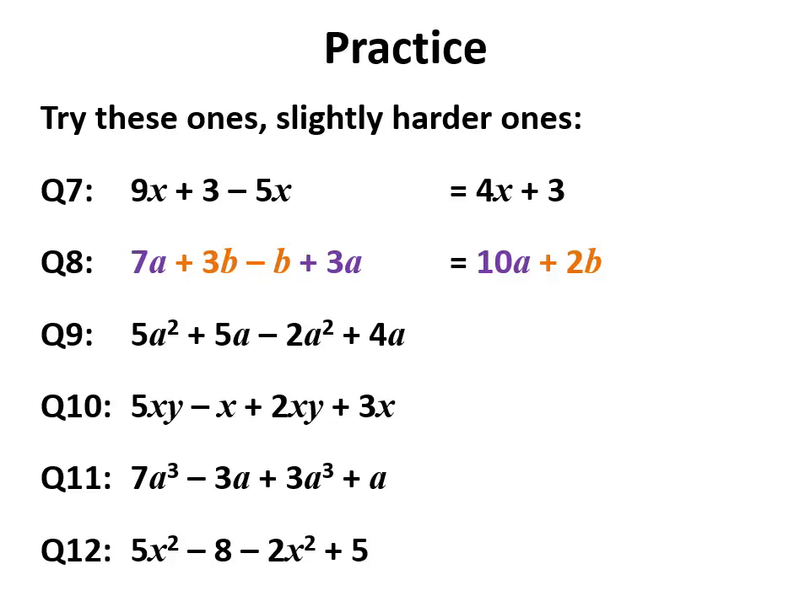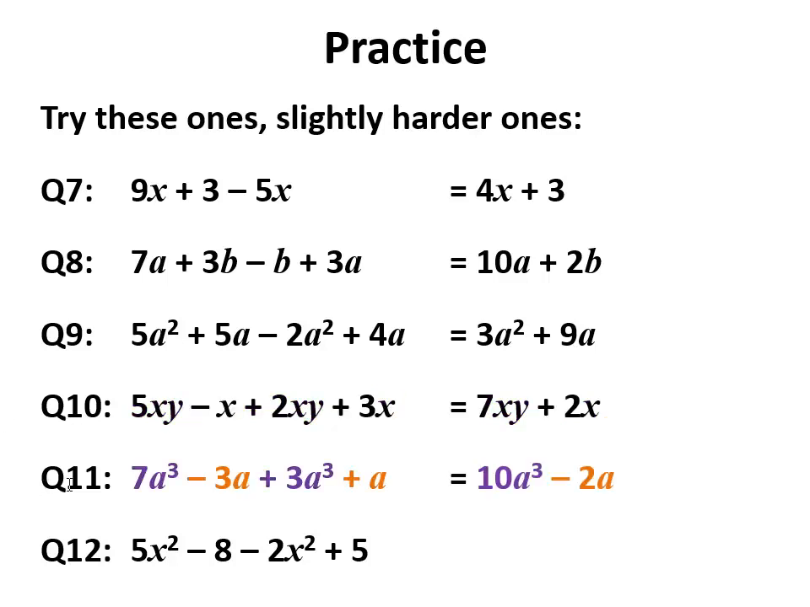Question 9, the 5a squared take away 2a squared is 3a squared, 5a and 4a is 9a. Question 10. The minus is in front of the x, so this is minus 1x. Minus 1 plus 2, minus 1 plus 3 is 2, sorry. 5xy, 2xy, they're adding to give 7. Minus 1 and 3 is 2.